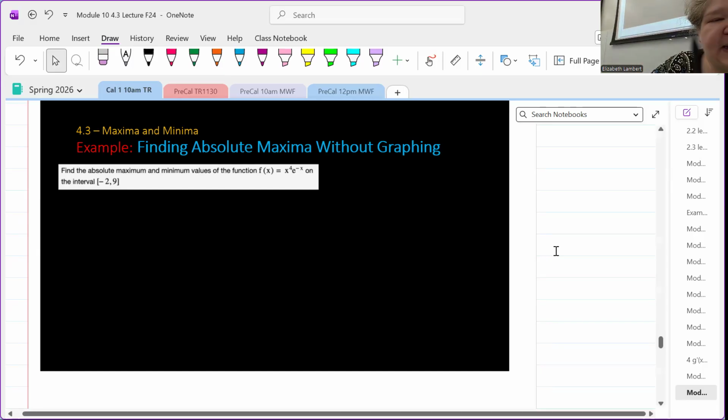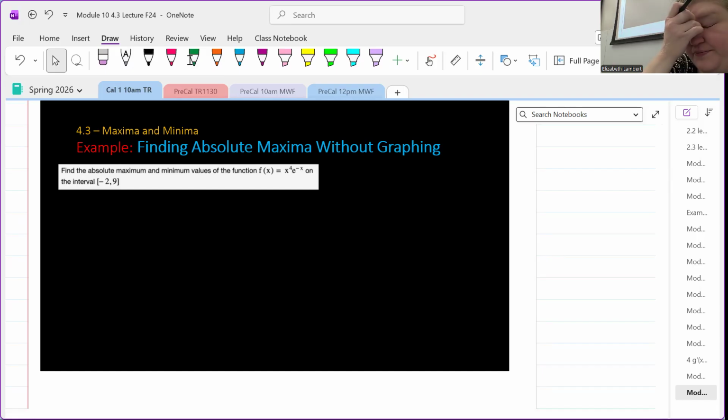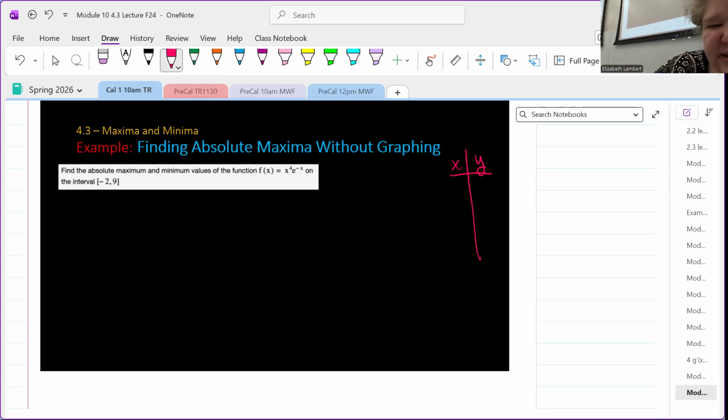When I'm working an absolute max or min problem, I like to keep a running list of the x values I need to check. I write it in a t-table because I'm going to have to figure out the y values for each one. So this just gives me a running list to work from. So I have to check my endpoints.